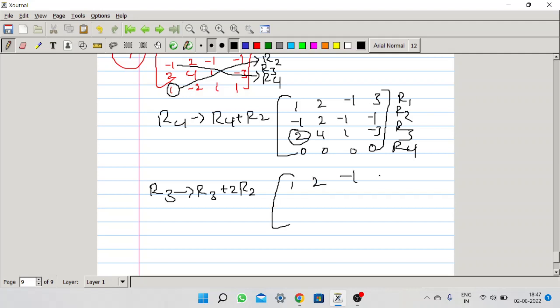1, 2, minus 1, 3. This is minus 1, 2, minus 1, minus 1. This will become 0, 4, minus 4 plus... sorry, 4 plus 4, 8. 1 minus 2, this is minus 1. This is minus 3, right? Minus 3 minus 2, this is minus 5. Fourth row is completely 0.